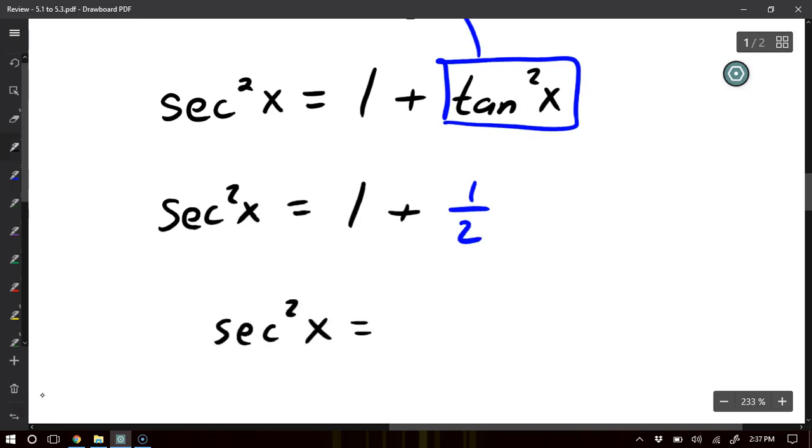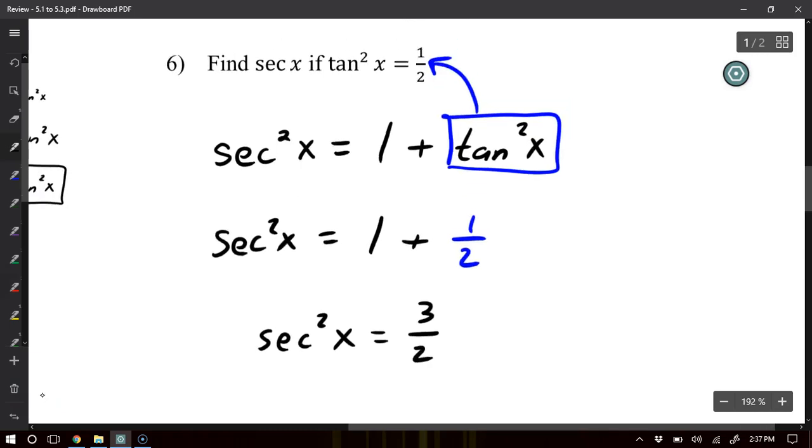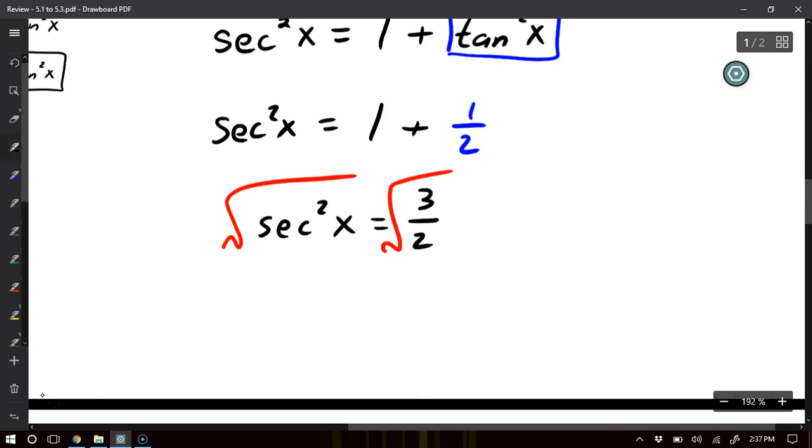If I create common denominators, 1/2 plus 1 is 3/2. So notice I have my secant, which is awesome, but the problem is I want secant, and yet I have secant squared. So that doesn't work for me. But I do know I can square root both sides. And so I have secant of x equals the square root of 3 over 2, and I'm going to split the radical over the top and bottom.